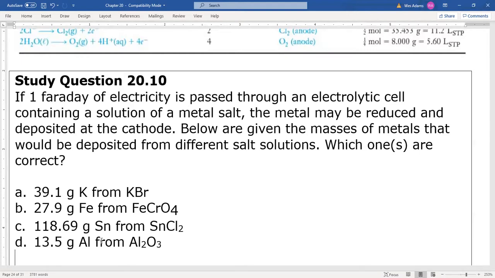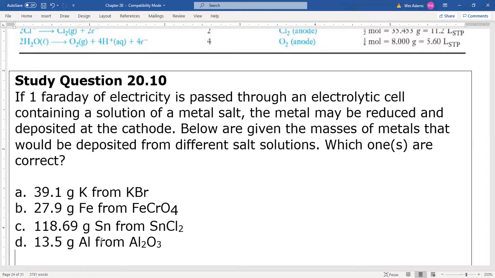Now, it's a little bit more complicated looking at some of the others. 27.9 grams of iron from the iron chromate. That means iron would be in the 2+ oxidation state, and so we're looking at 55.85 for the molar mass of iron. And I would produce half a mole since that's a 2 equivalent oxidation, which is 27.9. So that one works.